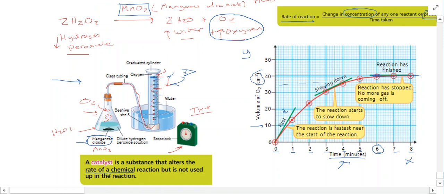It will cause the reaction either to speed up or to slow down, but it's not actually consumed in the reaction. The catalyst stays there and doesn't change itself, but it'll either cause a reaction to happen faster or slow it down. And that's your official definition of a catalyst. Again, we'll look at more examples of this and it'll hopefully become a little more clear.